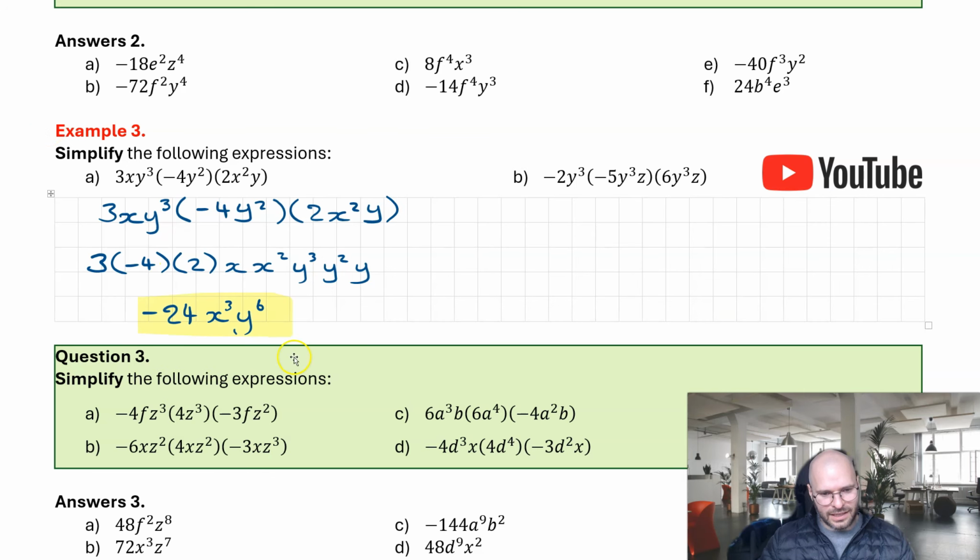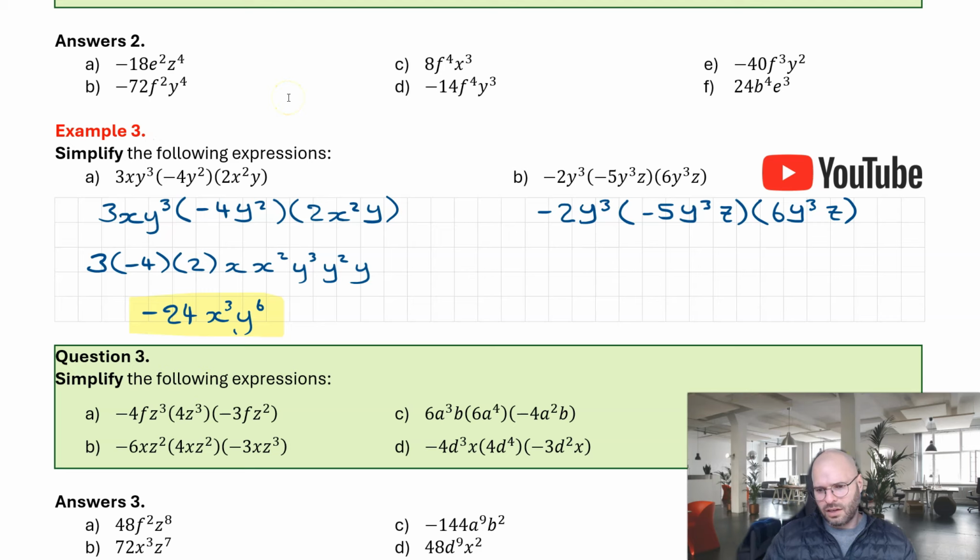So the simplification of that fairly yucky looking expression over here is simply negative 24 x cubed y to the power of 6. Alright, let's wash and repeat. We have minus 2y cubed in brackets, minus 5y cubed z, and then in a final bracket 6y cubed z. Let's simplify this using the same process as shown to the left.